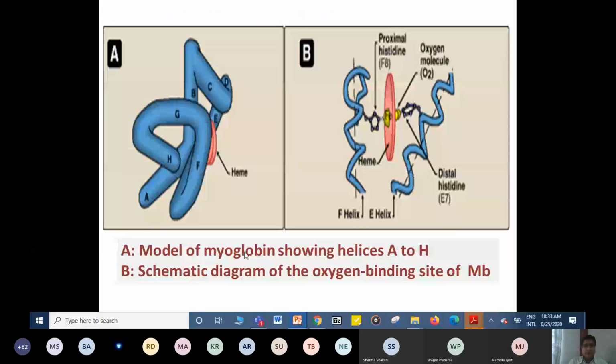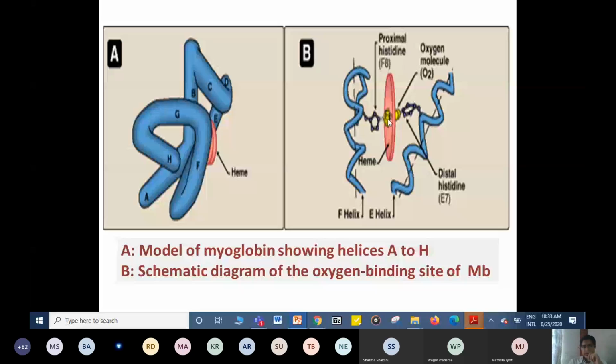Now this is the model of myoglobin showing the helices A to H. You can see the helices A to H, and here once more about the binding. You can see this ring as the heme group, iron along with the protoporphyrin 9. This is the red part. The iron is shown in the yellow in the middle.